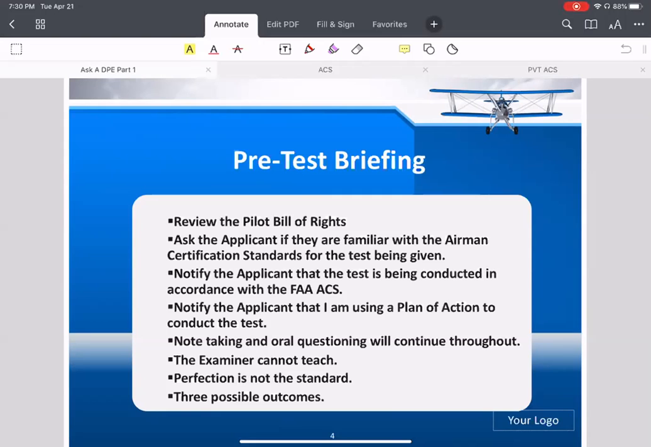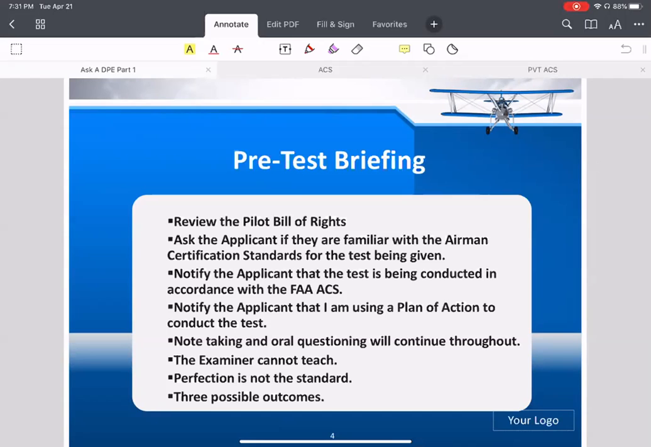And I tell everybody, set yourself up for success. So the third and final possible outcome is not the successful one. It's what we call a notice of disapproval. It would be issued if you're consistently exceeding the standards, and that's, of course, standards outlined in the ACS. If that happens, the examiner is supposed to notify you at that point.